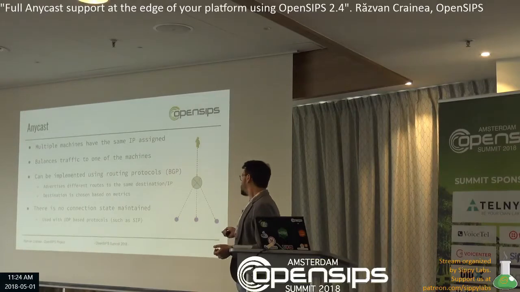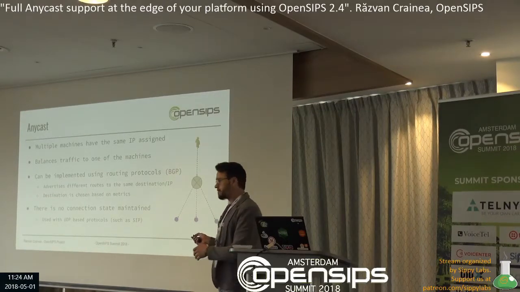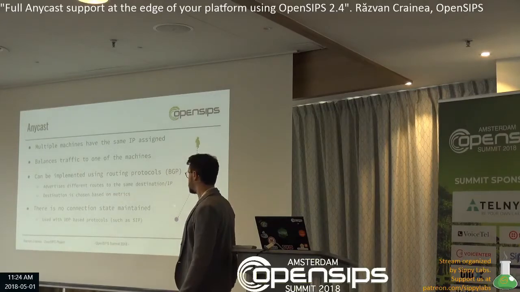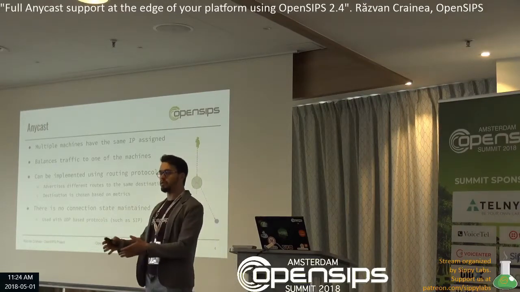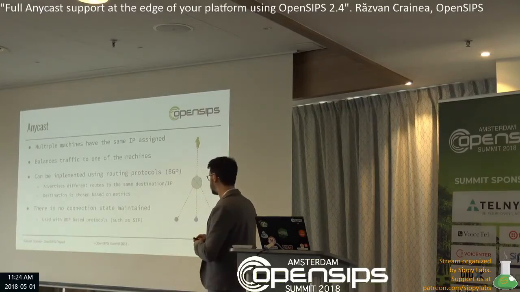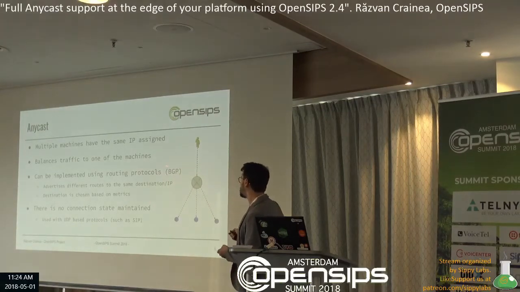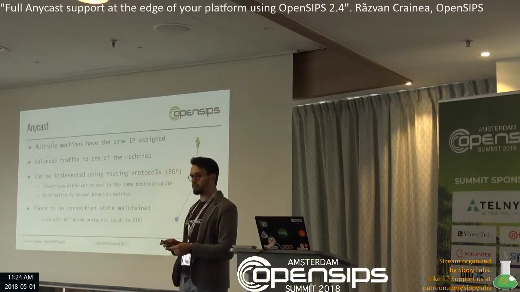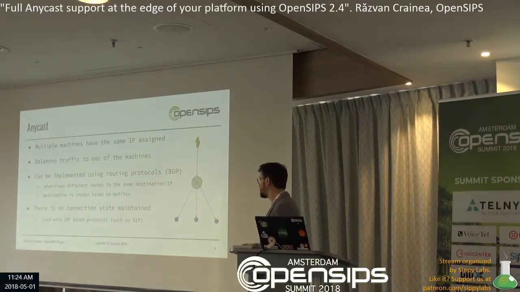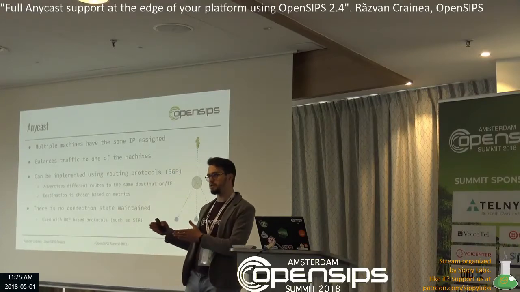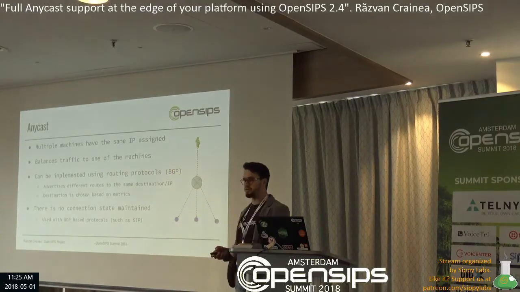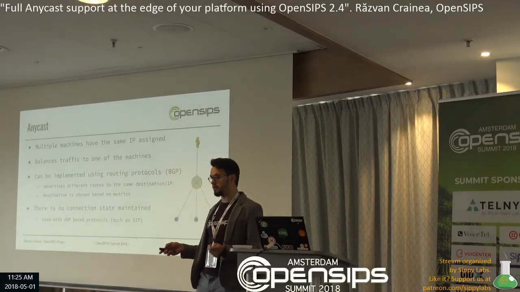So Anycast is used for different purposes. I will show them later. You have the same IP assigned to multiple machines, and you use a router or something to either balance the traffic or send it to a single machine, not to all of them. You do this using the BGP protocol, which is a routing protocol, and basically using this protocol you can assign an endpoint different metrics that can be used for balancing traffic.